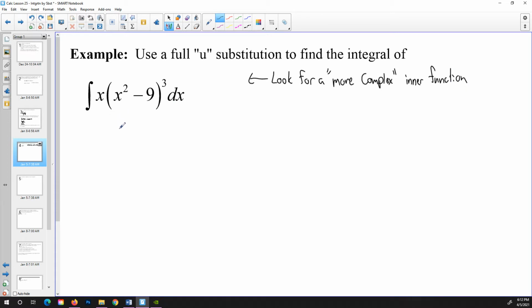If I look at this, it's a multiplication here, and we already know from a previous lesson that there is no product rule for integration. But I do see that an x to the third function is composed with the x squared minus 9. Here, my inner function is my x squared minus 9. So what I'm going to do is let u equal x squared minus 9, that inner function, and then I'm going to derive this.